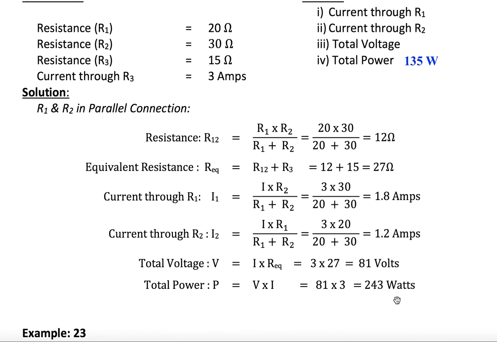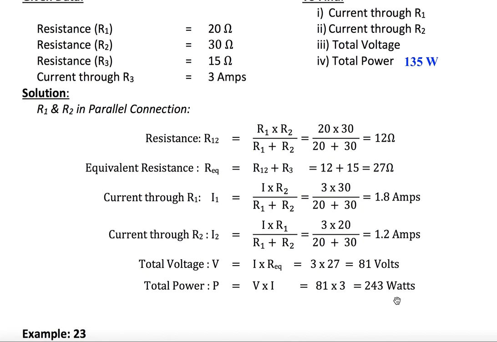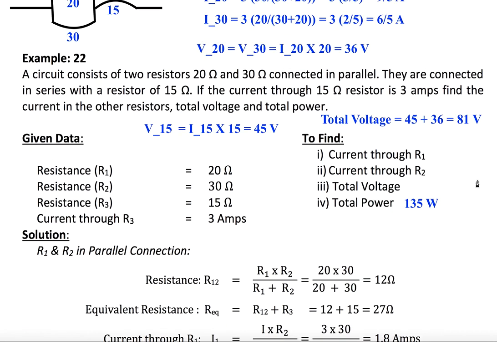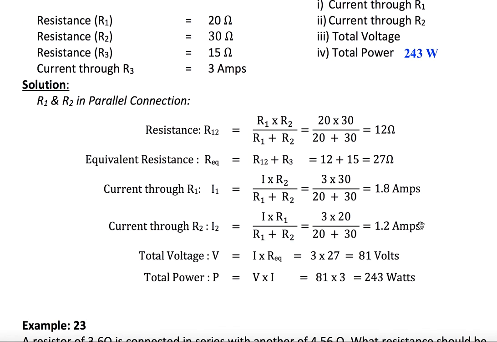Okay. 81 into 3, total voltage is 81. 81 into 3, that is what I told you. Oh, that is not 45, it is 81. Total voltage is 81. 81 into 3 is 243. That's my mistake. Total voltage is not 45. Total voltage is 81, so 81 into 3 is 243 watt.